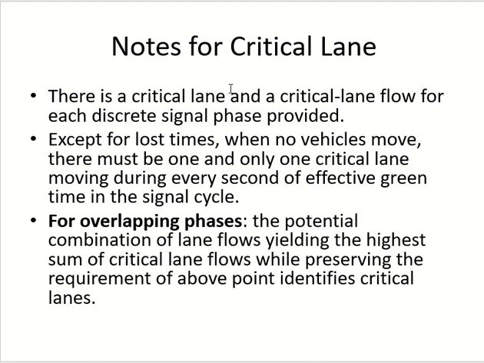You have a signal cycle. Signal cycle has lost time, right? Startup lost time, clearance lost time. If you subtract them, in the remaining time, let's say cycle length was 80 seconds. Lost time is 10 seconds. So remaining 70 seconds, right? So there should be a time period of 70 seconds where at least one critical lane has green or yellow.